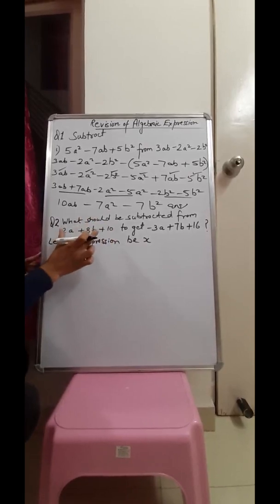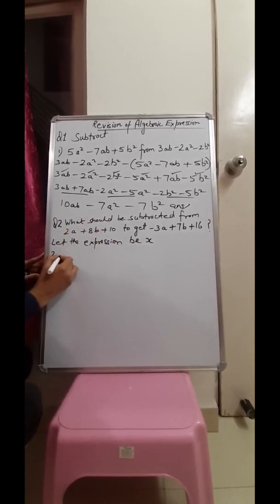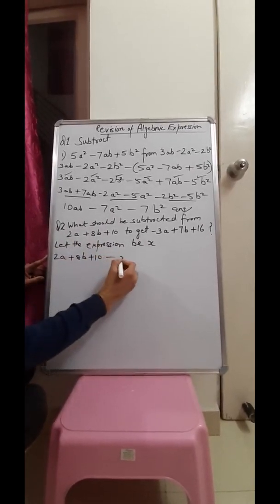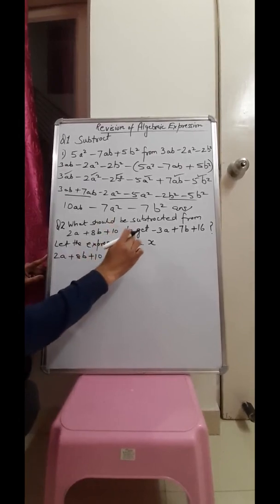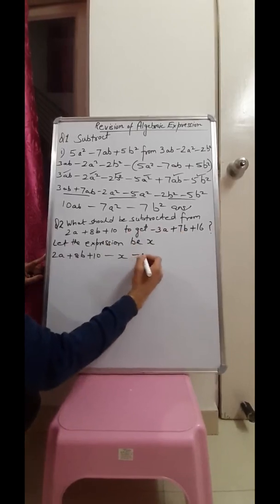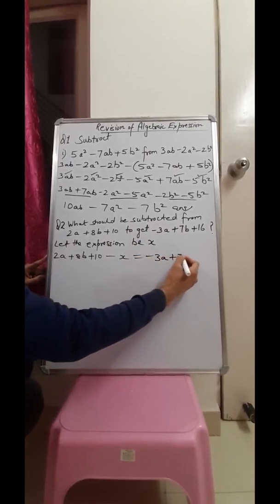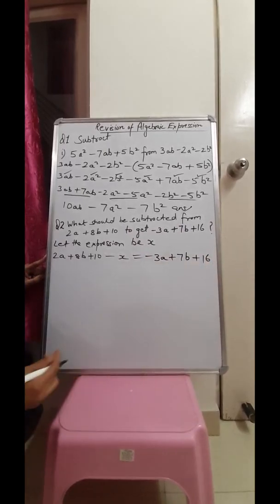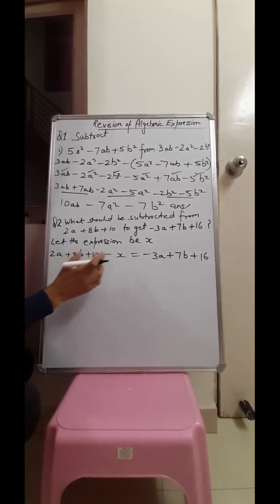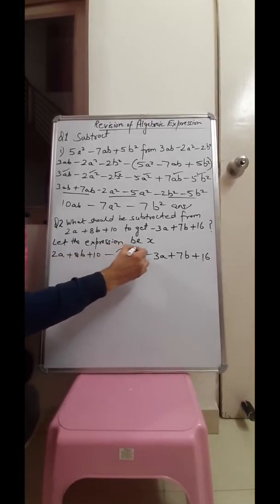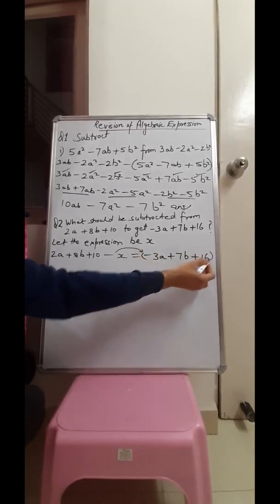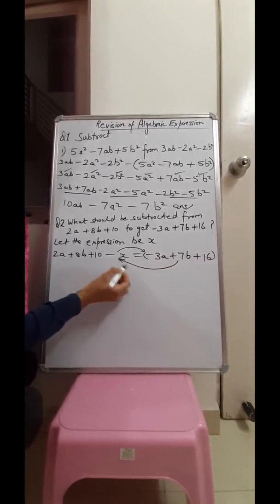So how are we going to write? We have to subtract from this expression, that means 2a plus 8b plus 10, and from this we are going to subtract the x, and when we subtract x from this we get this one. So that means equal to minus 3a plus 7b plus 16. Now here we can see on the left hand side of equal, we are subtracting x from this expression. To find out x, we will take this minus x on the right hand side and bring this whole expression, keep this in bracket, and bring this all expression on the left hand side.